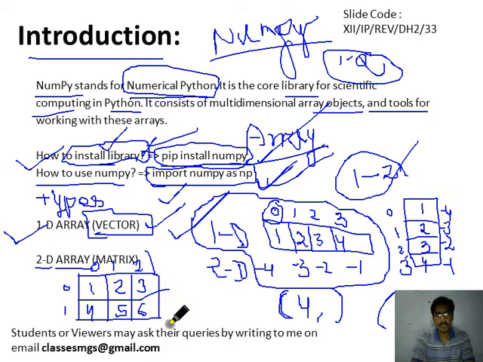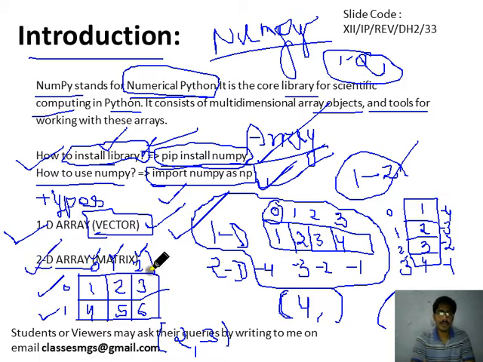So it has how many rows? 2 rows. Rows are known as this, 1 row and 2 row. And how many columns? These are columns, 1 column, 2 column and 3 column. So 2 comma 3 is the shape of this numpy array. So it is an example of a two dimensional numpy array.